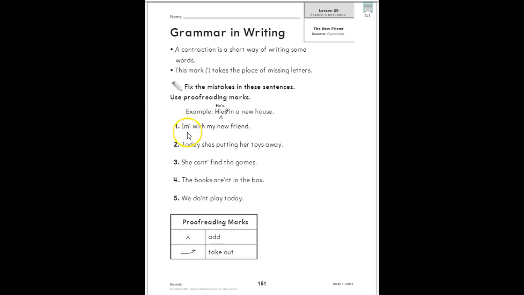Let's do the first example. I'm with my new friend. What's wrong with that contraction? Right, we need to take it out. We're going to take it out, and then our caret to add. And the correct way is capital I apostrophe M. We took out the A in am and made it the apostrophe. Okay? So you're going to walk through the rest of these examples. This is in your reader's notebook, page 151. And you're going to find all the mistakes that they made when they were trying to use contractions in these sentences.